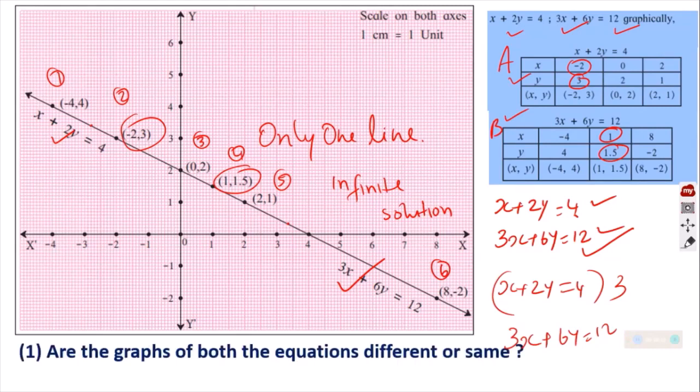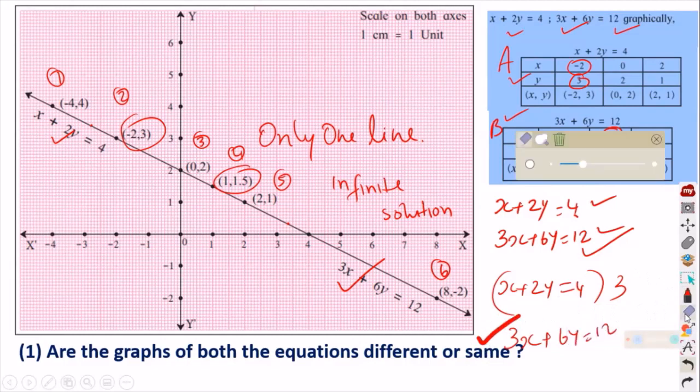अभी इसके ऊपर आपके टेक्स्ट बुक में कुछ क्वेश्चन आर, द ग्राफ ऑफ बोथ इक्वेशन आर डिफरेंट और सेम, दैट इज द फर्स्ट क्वेश्चन. I will write over here only, where I will write the answer here big. Are the graphs of both equations same or different? Your answer is same. Both are same. Both equation graphs are same in both cases.